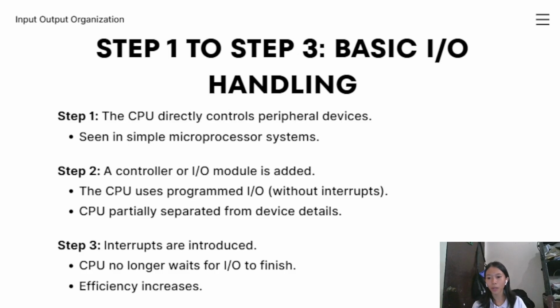Next is step 1 to step 3, basic input-output handling. In the early steps, the CPU had to do everything. It directly sent and received data from devices. But that was not efficient to use for those steps. So the input-output module was introduced to help. Then interrupts allowed the CPU to do other work while waiting for input-output operations, making the system more efficient.